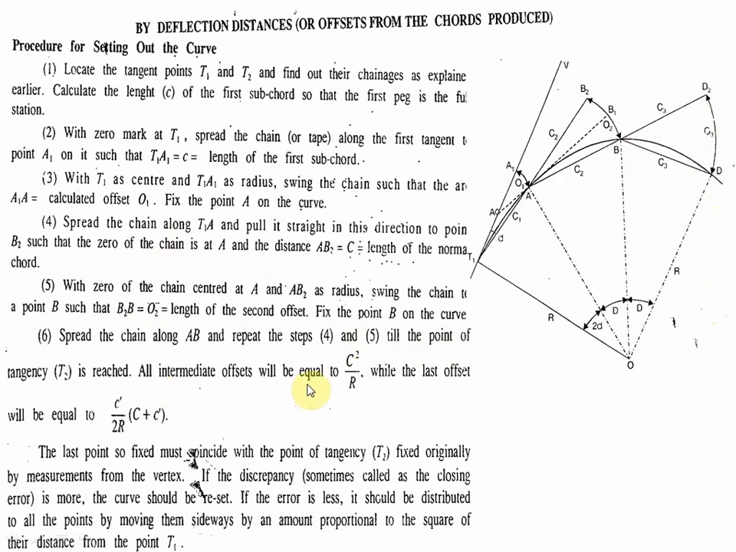All the intermediate offsets will be equal to C square by R, and the last offset will be equal to C dash by 2R into bracket C plus small c dash. You have already known how to calculate this.